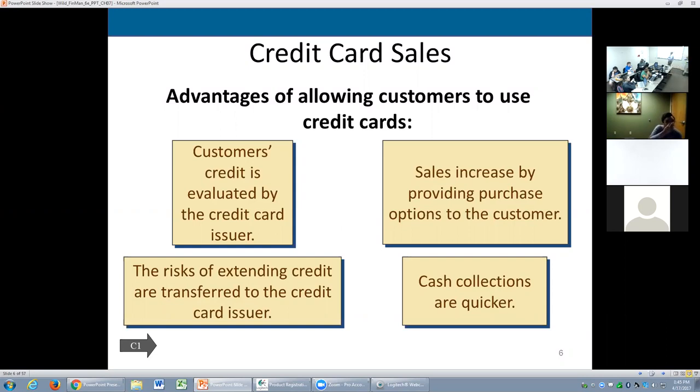Now, things to consider: a customer's credit is evaluated by each issuer. We just said sales increase. The risk of extending credit is transferred to the credit card issuer. When the credit card company makes that payment for you, the agreement then is between you as the big spender and the credit card company. So the risk of you not paying, the default risk, falls with the credit card company.